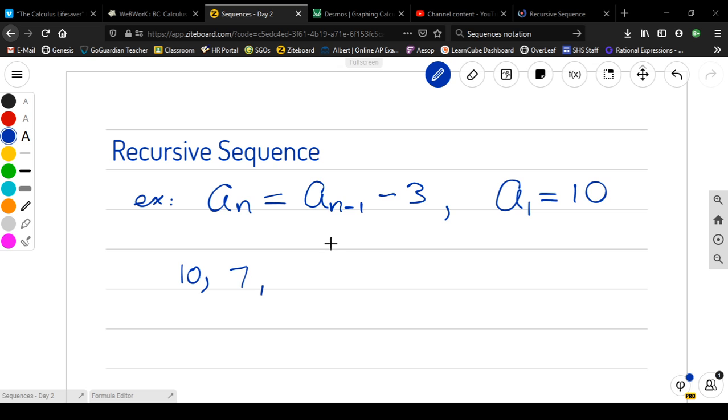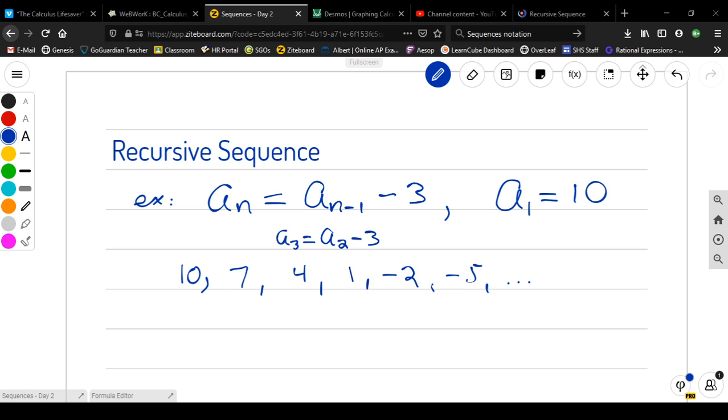So to get the second term, I'm going to take the first term and subtract 3 from it, 7. And then to get the third term, we would say a sub 3 is going to be equal to a sub 2 minus 3. So a sub 2, of course, is 7. Subtract 3, we get 4. And then the next term will be 1, and then negative 2, and then negative 5, and so on. Okay, and this is another infinite sequence, right? That is defined recursively based on previous terms.